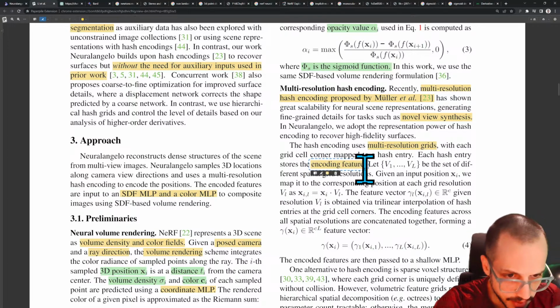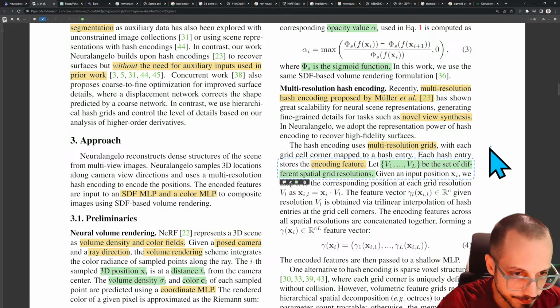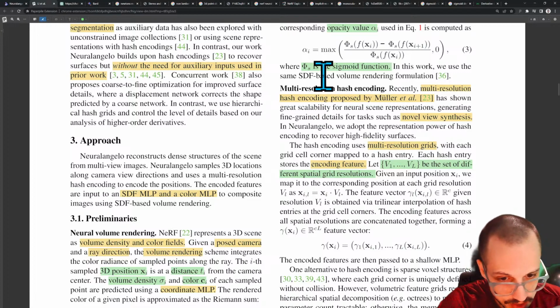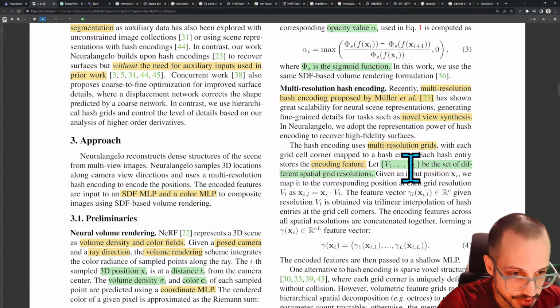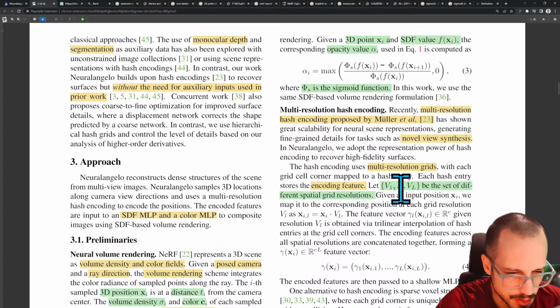So what is that? Okay, so let V1 to VL, so this curly brackets here means the set of V1 to VL, be the set of different spatial grid resolutions. Okay, so at the beginning of this paper, we were uncertain whether they were going to have just two, a coarse and a fine, but right here they're letting you know there's L different ones. We don't know what the value for L is, but it might even be like 10. I don't know about 100. 100 seems a little bit too big, but if I had to guess, probably 10 different multi-resolution grids.